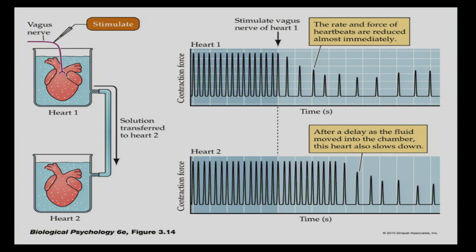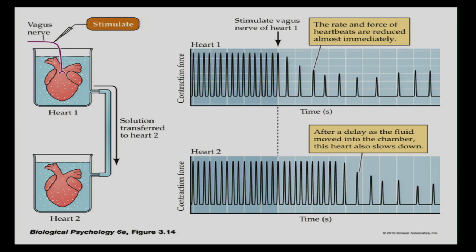And what he did is they knew that when they stimulated the vagus nerve and you looked at the contractions of the heart, if you stimulate the vagus nerve here, the contractions get really slow. The rate and force of heartbeats are reduced almost immediately. So they could do this. They knew that was happening, but they didn't know exactly how it was happening.